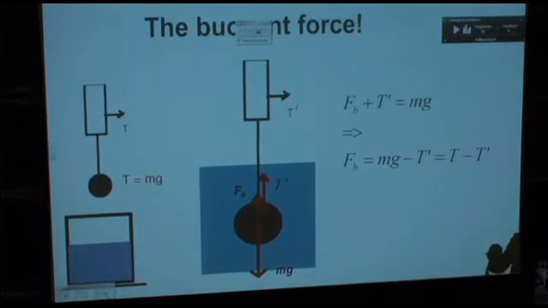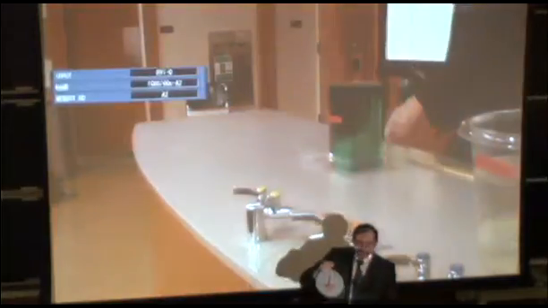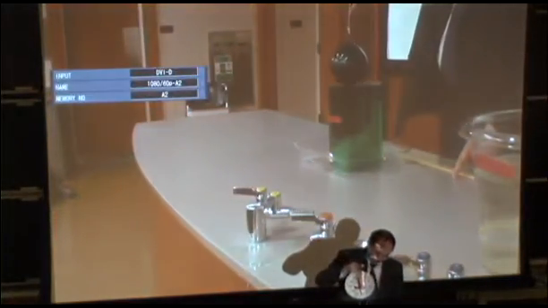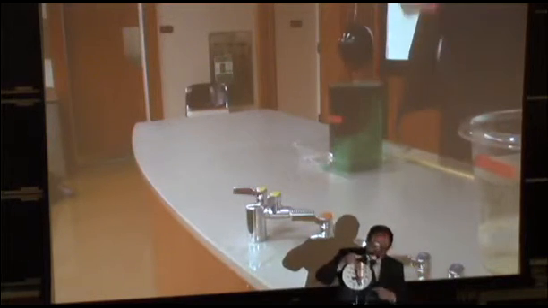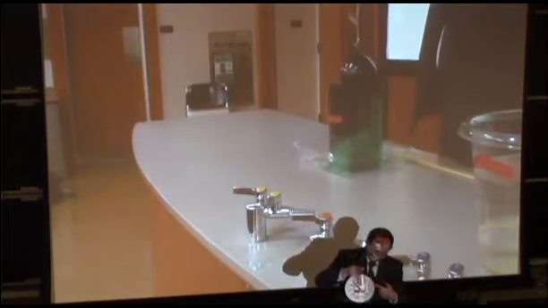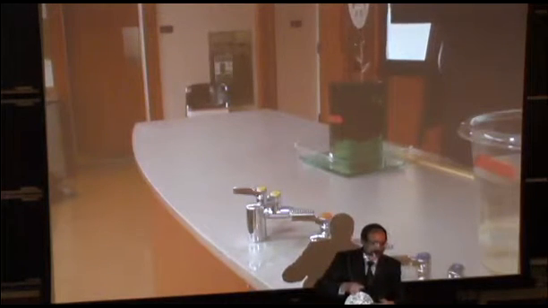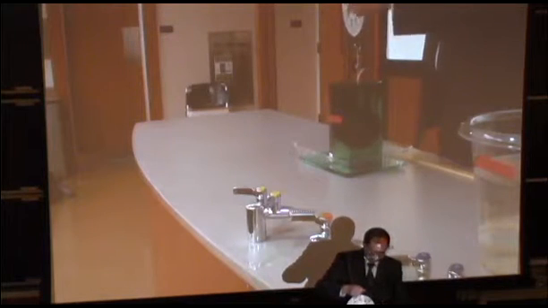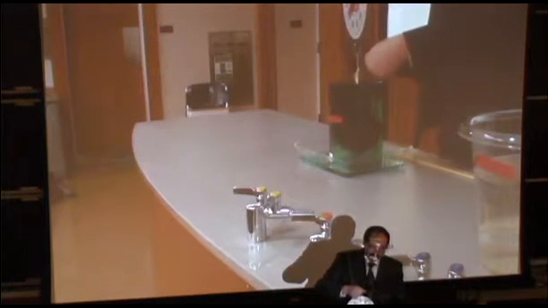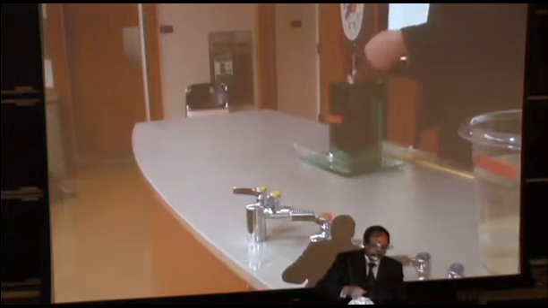So now, all water displaced by this ball, what will be happening to it? It will be collected in this pan. So this is the first reading. And this is the second reading. And the difference between these two readings is equal to the force acting from this water on this ball.